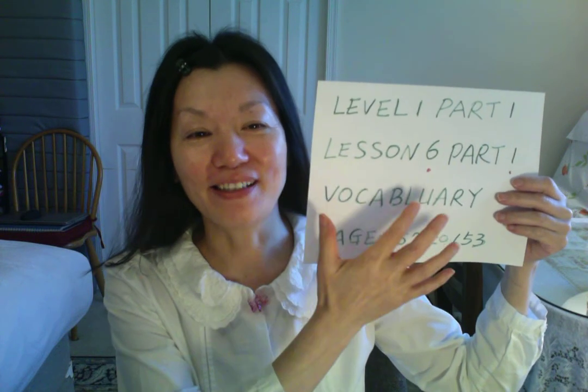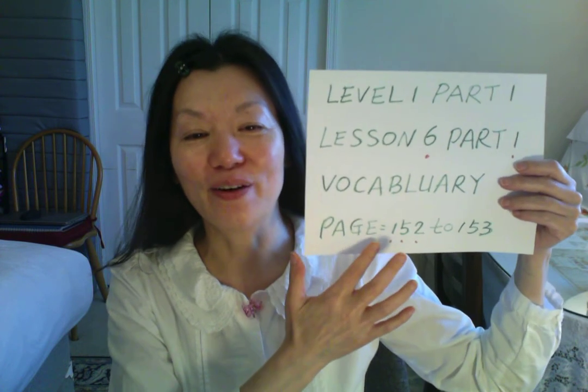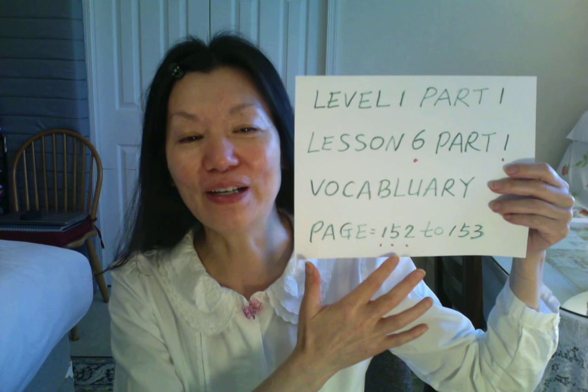Lesson six, part one, level one, part one. Still vocabulary. You can see the page here, 152 to 153. Only three times. The first time, like I say, English, Chinese character, and pinyin.